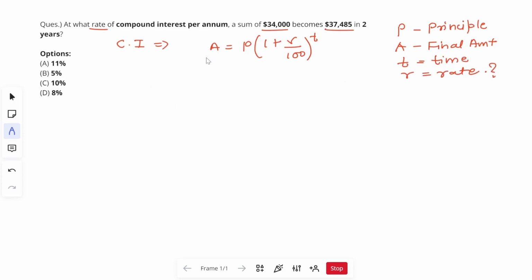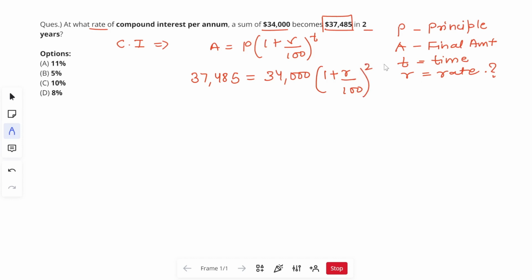The amount that is given to us is the final amount, which is 37,485. So 37,485 is equal to what? The principal given to us is the invested money, which is 34,000. Now 1 plus R divided by 100. R is not given to us; we have to find that. Time that is given to us is 2 years, so we take T as 2.